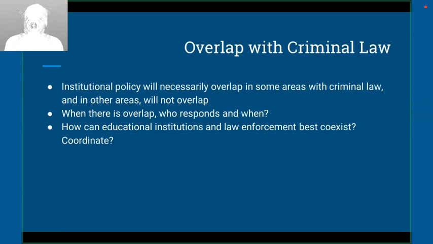coordinate in a way that's appropriate, recognizing that, of course, these are different processes, there's different definitions, there's different possible outcomes, there's different evidentiary standards, and so complete coordination is not appropriate. And there's also limits on how enforcement can share information and how educational institutions share what information is. So how can they at the very, very least, coexist in a healthy way and ideally coordinate in a way that's healthy and appropriate and serves all students as well.